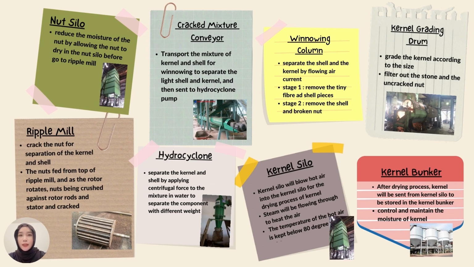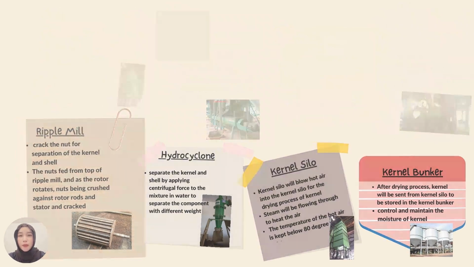The kernel grading drum is used to grade the kernel according to size, but its main function is to filter out stones and uncracked nuts. The winnowing column separates the shell and the kernel by flowing air current. It consists of 2 stages in this process. The hydrocyclone separates the kernel and shell by applying centrifugal force to the mixture in water to separate the components with different weight. In the kernel silo, hot air will be blown in and steam will be flowing through to heat the air. Lastly, after the drying process, the kernel will be sent to the kernel bunker to be stored.